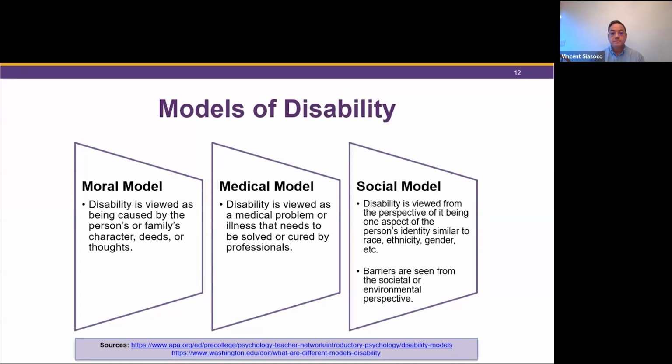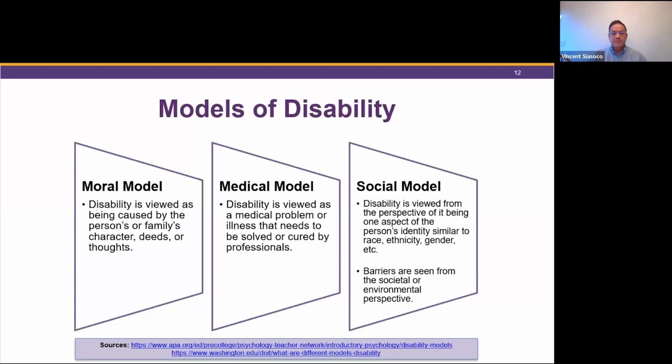The medical model is viewing disability as a medical problem or illness that needs to be solved or cured by professionals. There's a problem, there's an illness. As a physician, we've got to address the issue and only the issue. Whereas in the social model, disability is viewed from the perspective of having the disability as only one aspect of a person's identity, similar to race, ethnicity, and gender. The barriers are seen from a societal or environmental perspective.